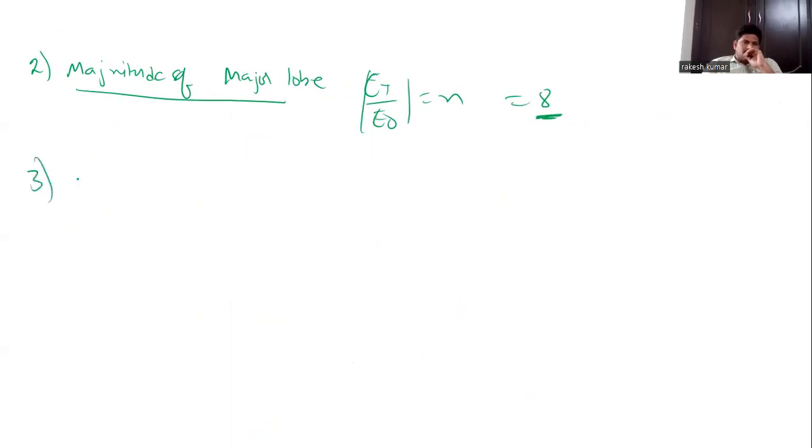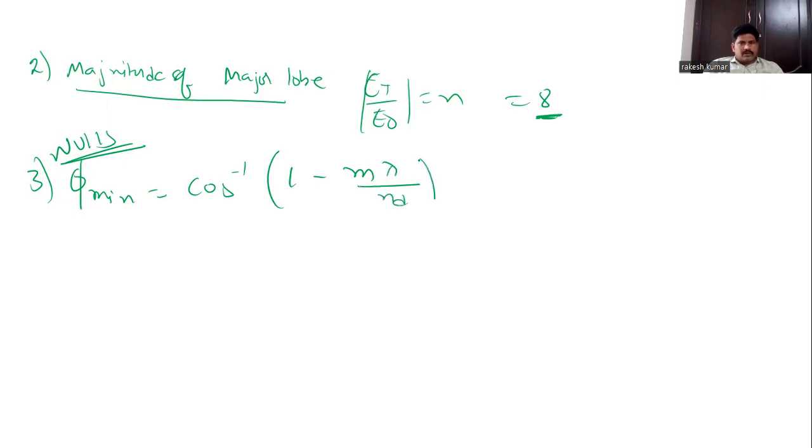Next, the third one. Now we go for nulls. So phi minimum. What is the formula for phi minimum? Phi minimum is equal to cos inverse of 1 minus m lambda by n d. Here there is no plus or minus, we only have minus, where m is equal to 1, 2, 3, 4, and so on.